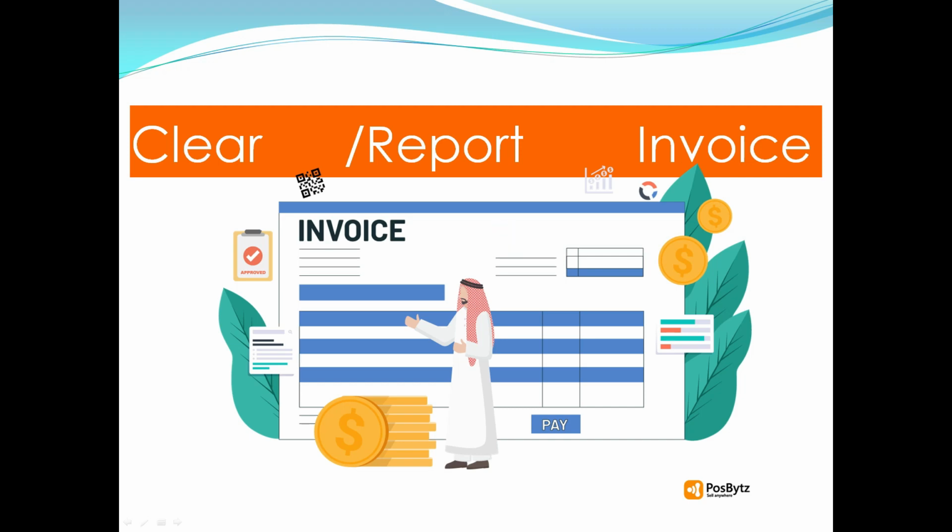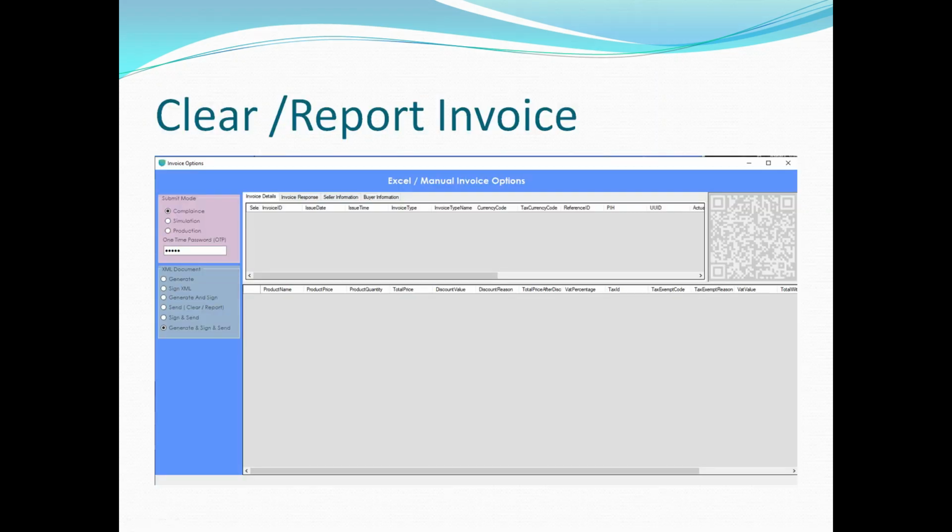Open the system. Open the screen for invoice options. Here you will see multiple options. If you want to submit in developer mode or compliance, choose the compliance option. If you want to go for the simulation method, choose the simulation option. If you want to submit as final in production, you can choose the production method. All your invoices you will see in this list, where you can see the invoice details table.